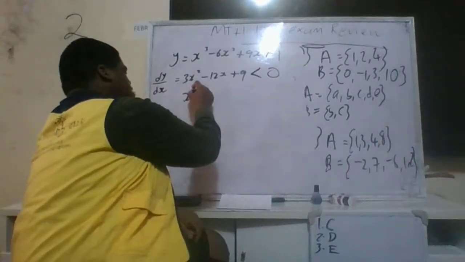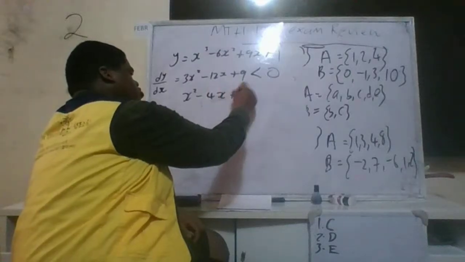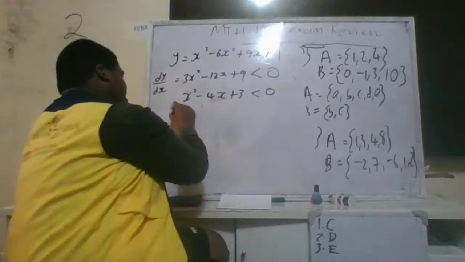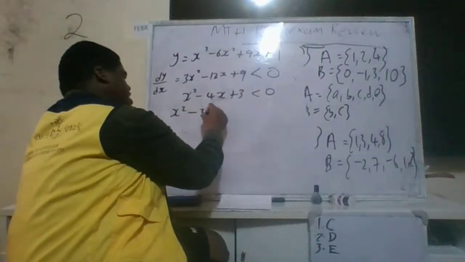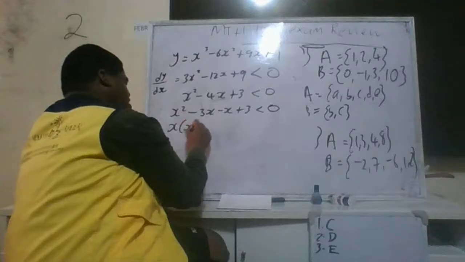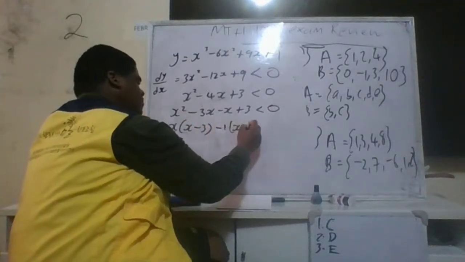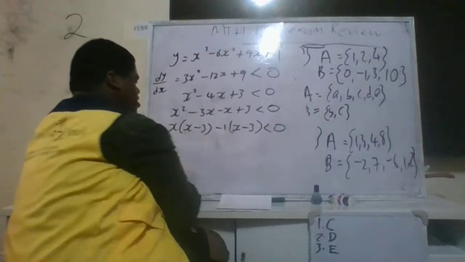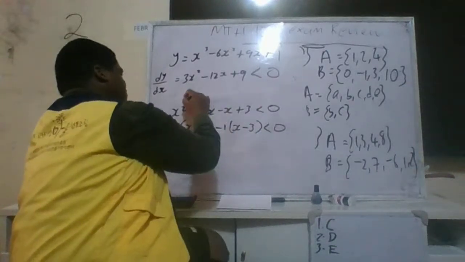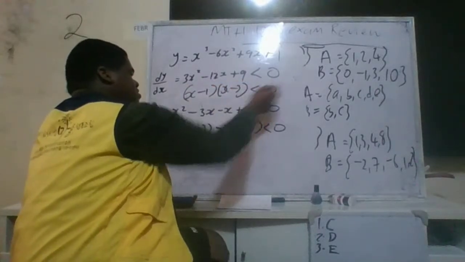Divide both sides by 3. You have x squared minus 4x plus 3 is less than 0. Factorize this. You have x squared minus 3x minus x plus 3 is less than 0. You have x bracket x minus 3, minus 1 bracket x minus 3, is less than 0. This simplifies to x minus 1 times x minus 3 is less than 0.